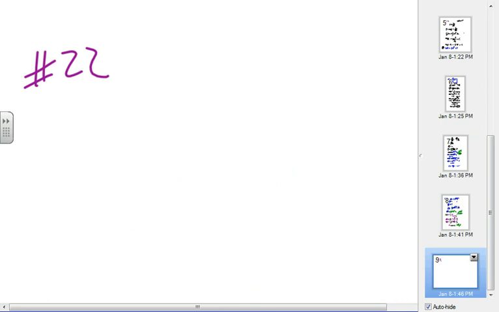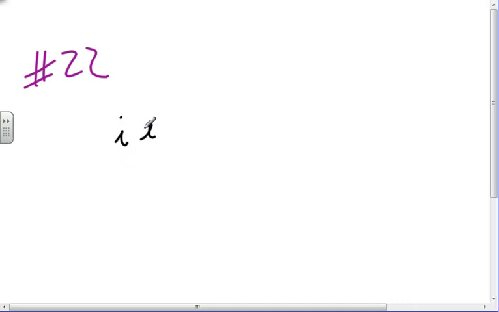Almost pretty close. 22. The current in a circuit is given by I of t equals t to the 3 halves plus 4t. Find the charge in coulombs that passes a given point after 4 seconds.